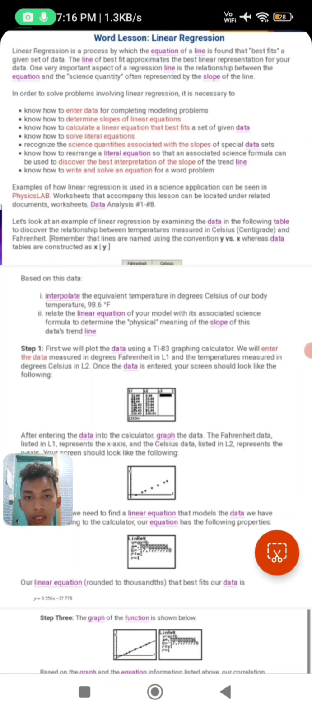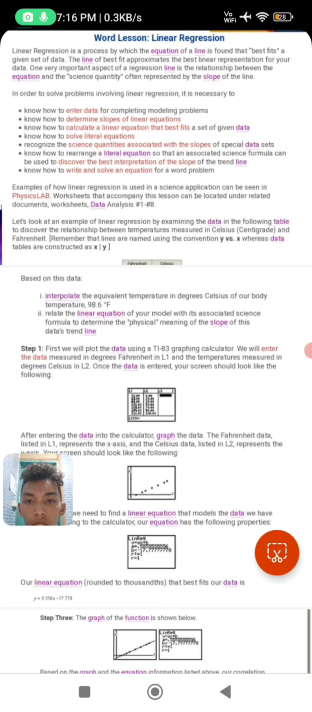I'm going to report on linear regression. Linear regression is a process by which the equation of a line is found that best fits a given set of data. The line of best fit approximates the best linear representation for your data. One very important aspect of the regression line is the relationship between the equation and the science quantity, often represented by the slope of the line.